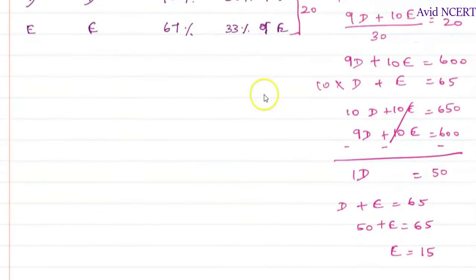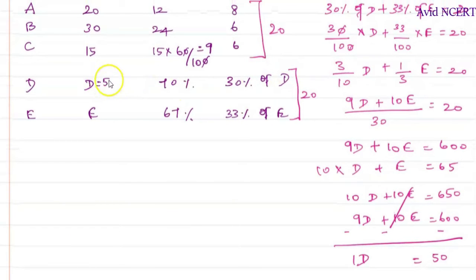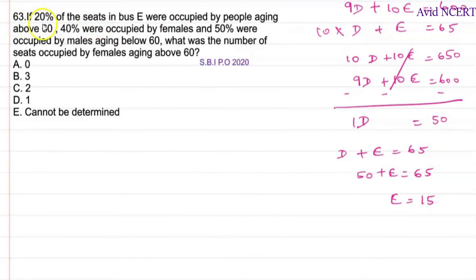So substitute these values here, D equals 50 and E equals 15. 70% of 50 is 35, and for E, 15, 67% of 15 is 10. So now the remaining 30% of D is 50 minus 35, or you can directly do 30% of 50, anything is fine, which is 15. And for E, the remaining 33% of 15, or 15 minus 10, is 5.